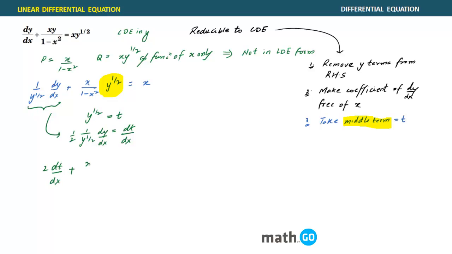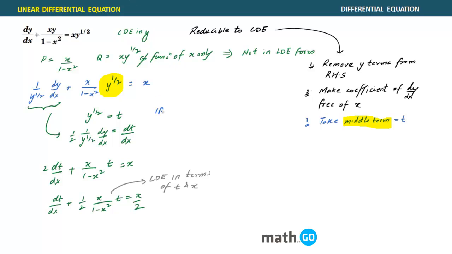This reduces to 1 minus x square times t is equal to x. Now you can actually divide it by 2. So it will be dt by dx plus 1 by 2, x by 1 minus x square, t is equal to x by 2. And if you now check this, I can say this is LD in terms of, yes, in terms of t and x. Not in terms of y and x as we would have liked, but it becomes LD in terms of t and x, which can be easily solved. So again, the target is to find that integrating factor.